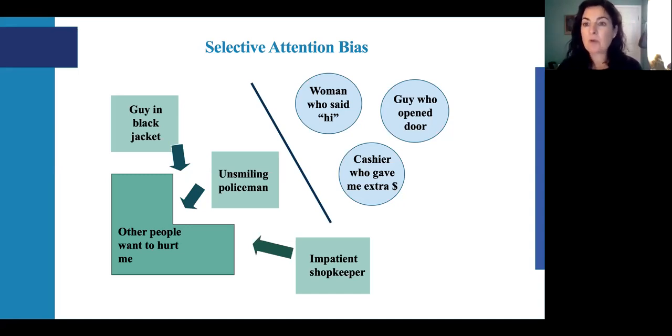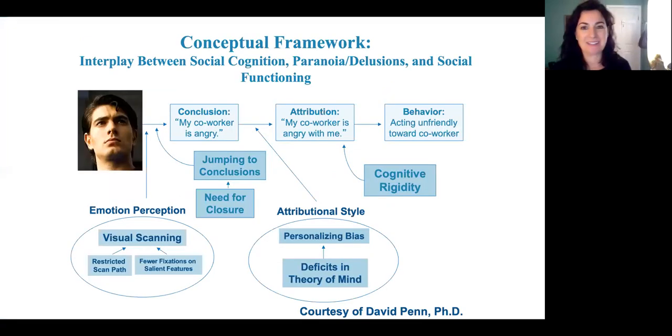So that's kind of what we call a cognitive and perceptual underpinning. It's a way that a person thinks and perceives things that maintains or worsens the psychotic symptoms. Okay, next slide. Let's take a look at the next thing.